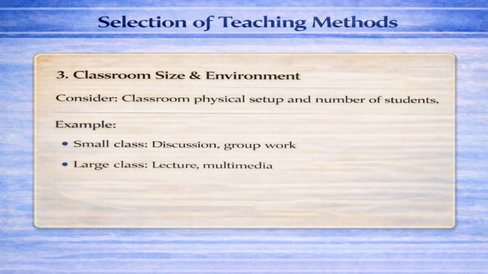Another important factor is classroom size and environment. This means teaching methods should be selected according to the physical setup of the classroom and number of students. For example, in a small class, interactive discussion and group work are more effective because participation is easier in small classes. In a large class, lectures and multimedia presentations are more suitable to manage time and maintain control. Therefore, classroom conditions play an important role in teaching method selection. So, always consider classroom size and environment while selecting teaching methods.